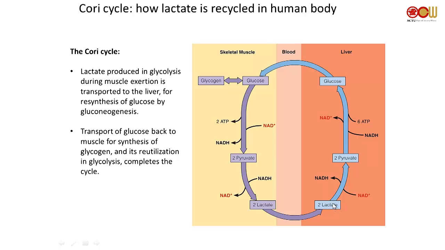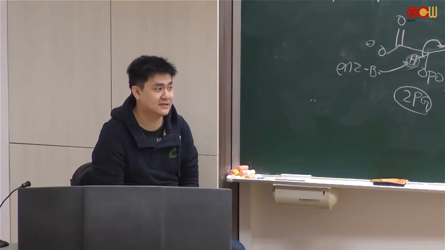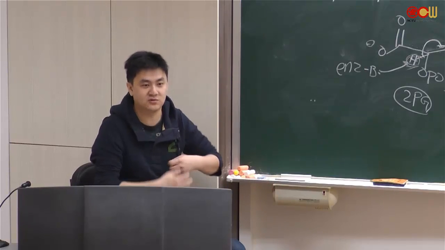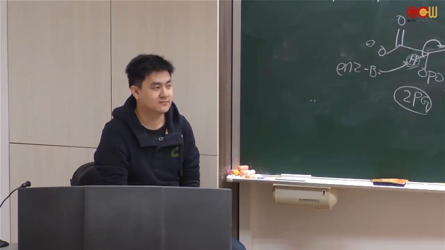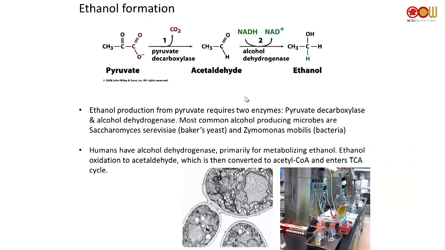Your lactate can then be transported by the blood into the liver, where you will do gluconeogenesis. Lactate becomes pyruvate, pyruvate becomes glucose, and glucose can recycle. So lactate is not just secreted. You don't secrete lactate, just so you know. Lactate is recycled. Ethanol fermentation.